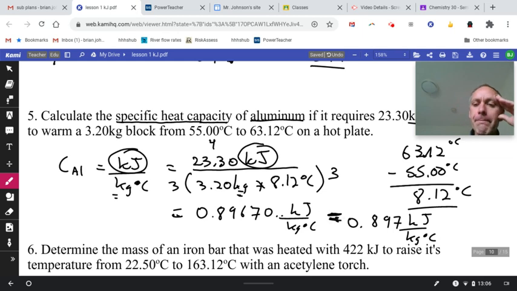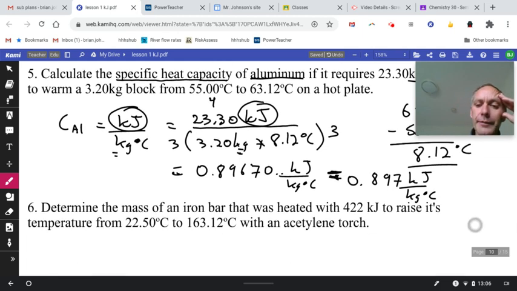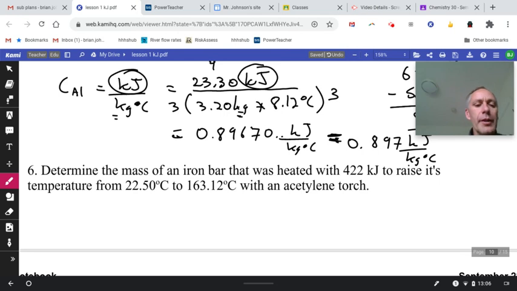Okay, and the last one. Determine the mass of iron that was heated. So we're looking for this. I see kilojoules, so I'm going to solve for it in kilograms. So I don't have kilograms. All I have is kilojoules and degrees Celsius. Where do I get kilograms from?